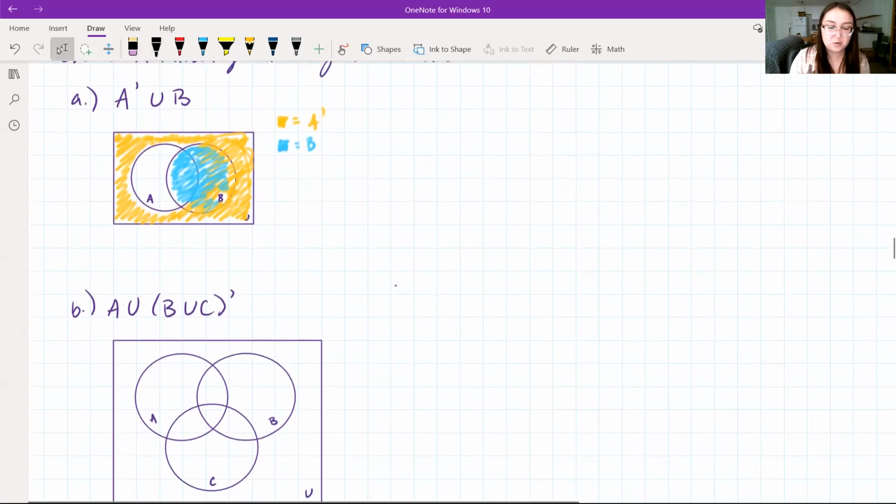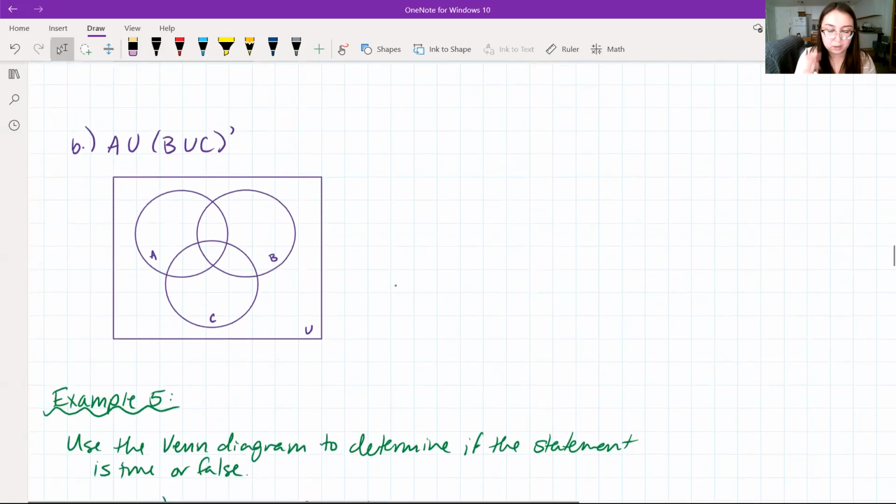Now, if you'd like, you could go over it in one single color to show that it's just one single color, but you should end up getting an answer that looks like this. All right, so then for B, we have A union B union C complement. So now we have 3 different circles on our Venn diagram.